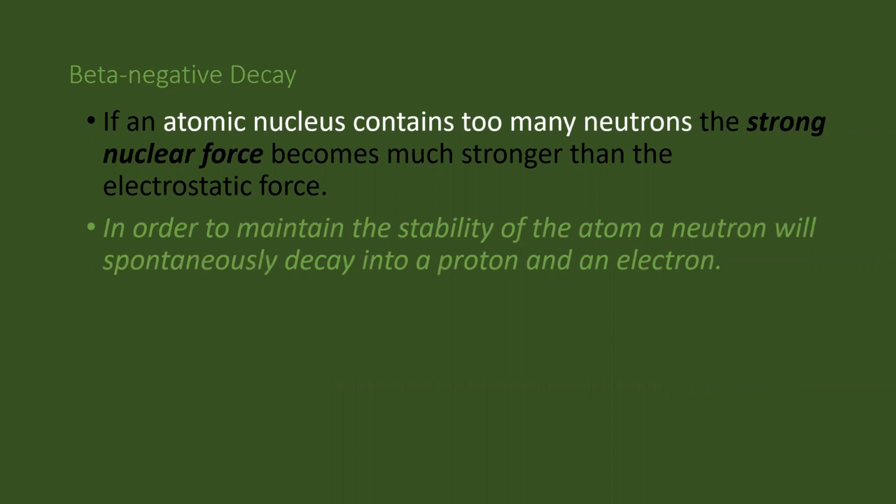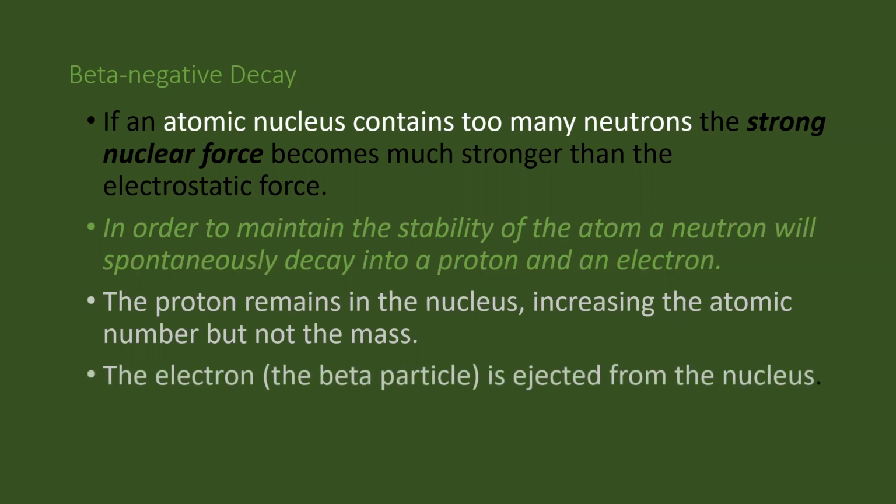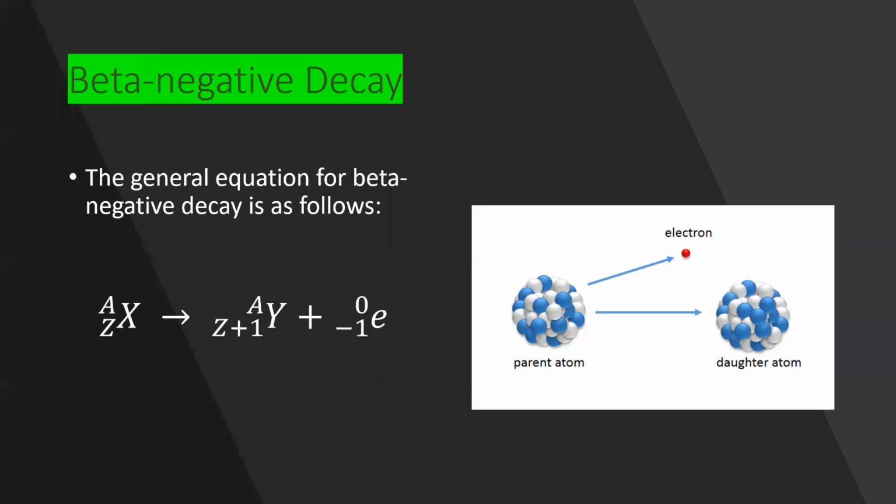The proton is going to stay in the nucleus, and it's going to increase the atomic number, but not the mass. It's going to give us a larger atomic number, or a new identity, but the mass will not increase. The electron is going to be the beta particle, and that's just going to be yeeted out of the nucleus.